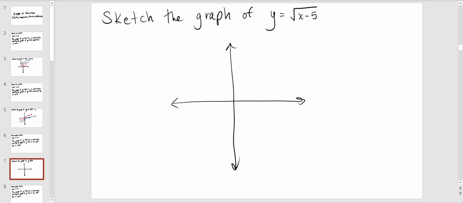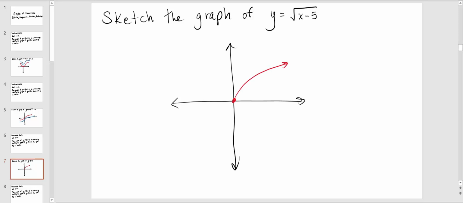Here we're sketching the graph of y equals the square root of (x minus 5). Notice that I didn't use the function notation here. It doesn't matter whether I call it f of x, g of x, or just y. You graph it the same way. We're going to start with our base function, which is y equals the square root of x. That one we're familiar with. That's that half parabola that opens kind of to the right, emanating from the point (0, 0).